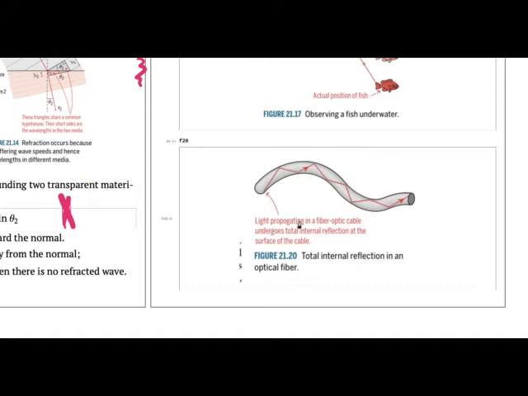Light propagating in a fiber optic cable undergoes total internal reflection when it hits the surface of the cable. And so it travels down the cable from the transmitter to the receiver. So that's an example of total internal reflection.